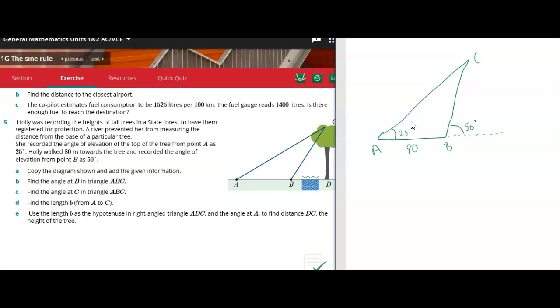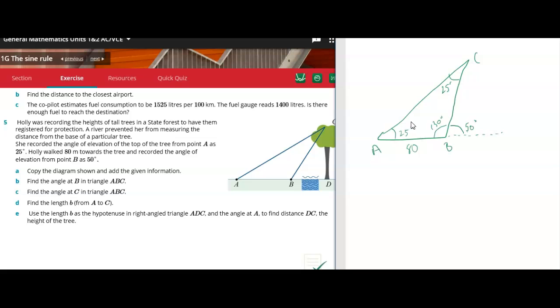Is there any other information? I don't think so. We can work out this angle here though, because it's a straight angle. So that's going to be 130 because your straight angle has to add up to 180. And that means we can also work out this angle here, which is going to be 25. Okay, now we've done question A. Find the angle B, which we've done. It's 130. Find the angle C, which is 25. We've already done that.